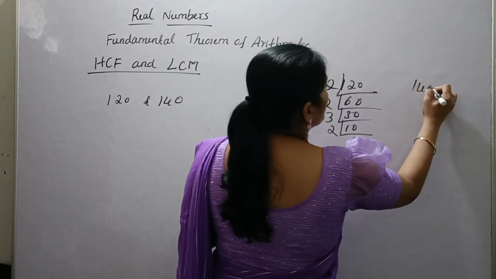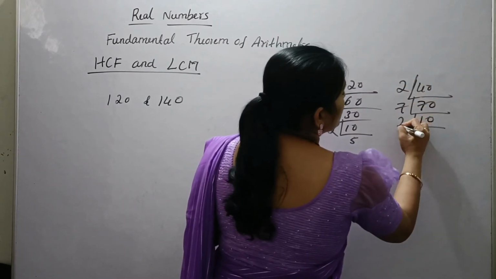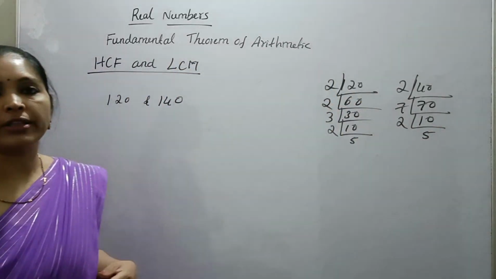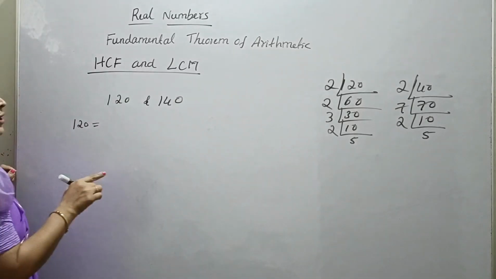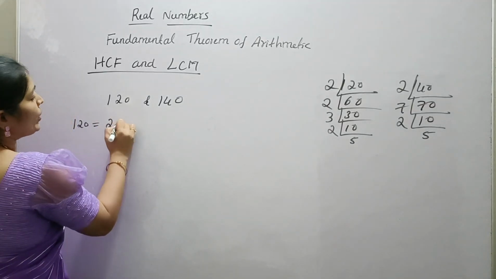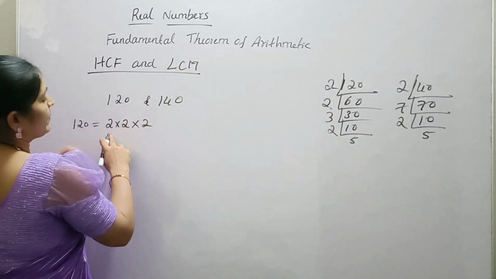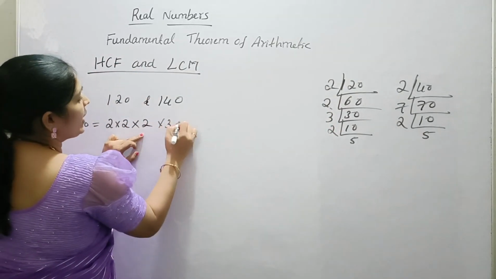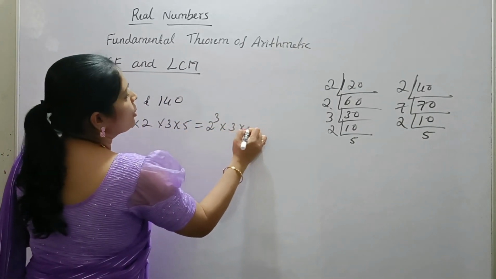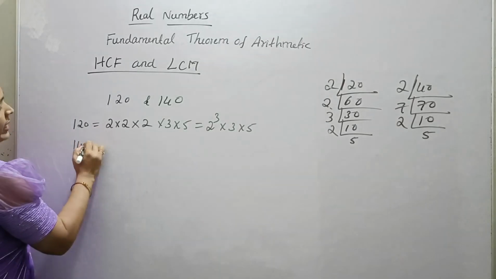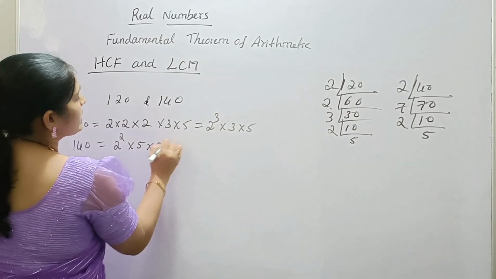Then 140: 2 times 70, 7 times 10, 2 times 5. We have got all the prime factors. So 120 can be written as the product of prime factors: 2 three times, that is, 2 cube into 3 into 5. Now 140 is equal to 2 square into 5 into 7.